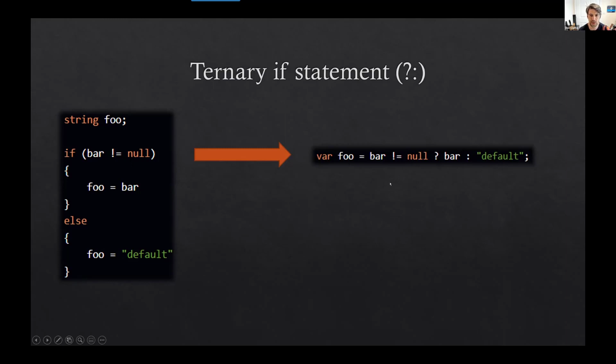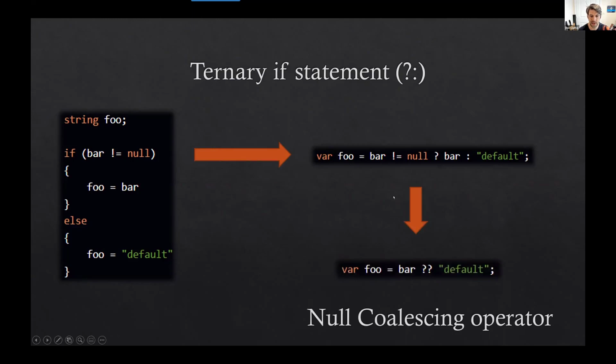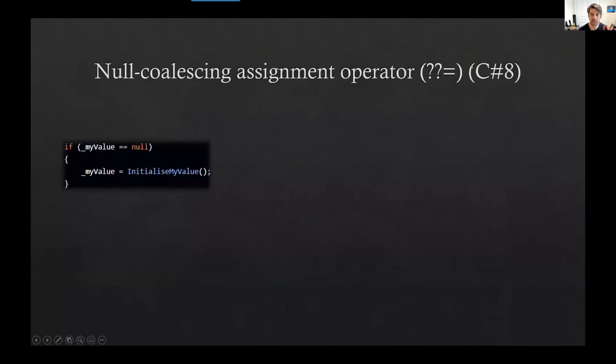But with this particular example, this could be taken even further, and you could go to the null coalescing operator. So here we've got bar is not equal to null. This does the same thing. It's saying if bar's null, then it will carry on evaluating to the right. If it's not null, it's just going to stop here and assign that. This is new in C# 8, which is really nice.